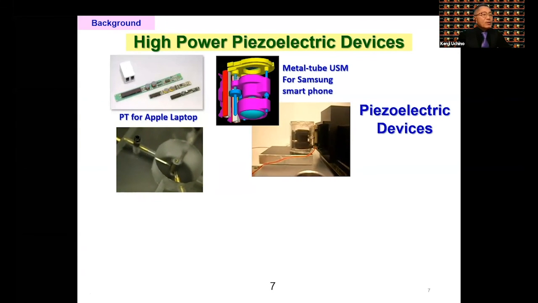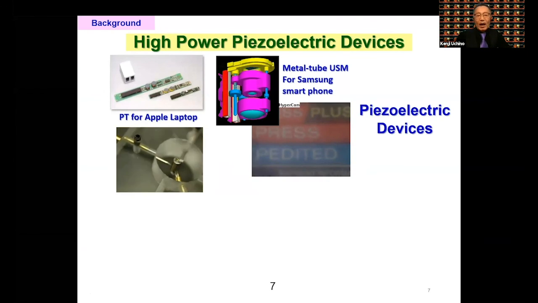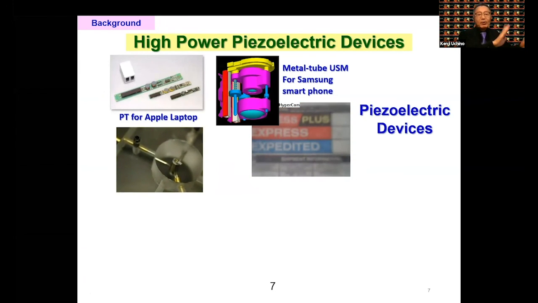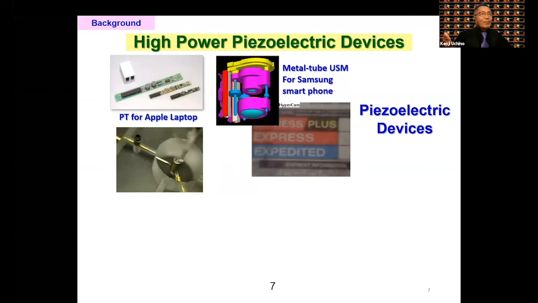Why high power? My contribution is relatively high for the piezoelectric transformer for Apple laptop computers, the backlight inverter, from a little older age, like the liquid crystal display period. So how many, 10 million, 20 million units of production have already been made, okay?